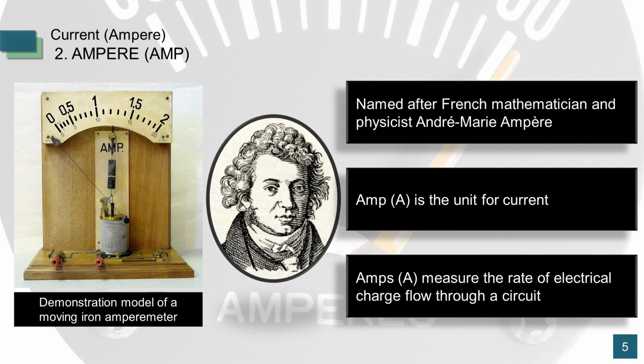An ampere, or amp, is the unit for current. This is symbolized by the letter I. Similar to how we measure water flow in gallons per minute, amps tell us how much electrical charge passes a specific point in a circuit every second.